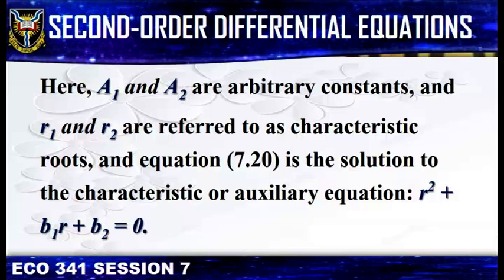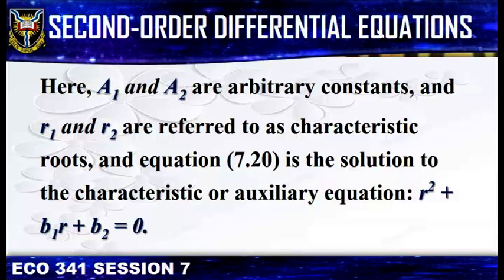For equation 2, r1, r2 is equal to minus 3 plus or minus square root of bracket 3 squared minus 4 bracket 0 over 2, which is equal to minus 3 plus or minus 3 over 2, which is equal to 0 and minus 3. Thus, yc is equal to a1 e raised to power 0 plus a2 e raised to power minus 3t, which is equal to a1 plus a2 e raised to power minus 3t, equation 7.26.